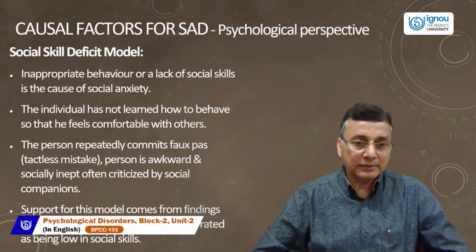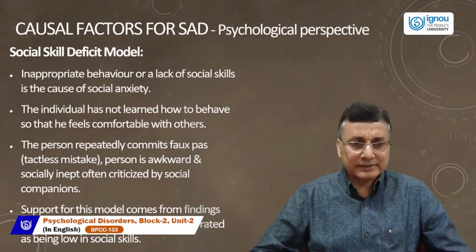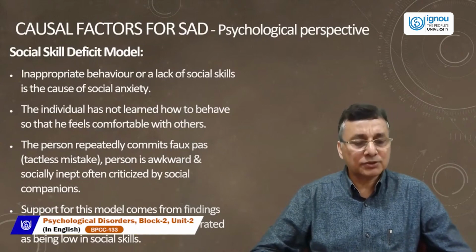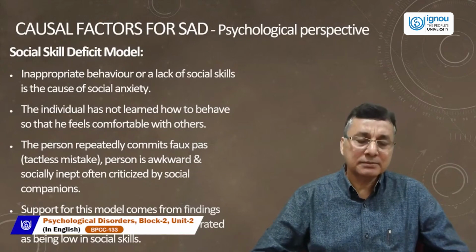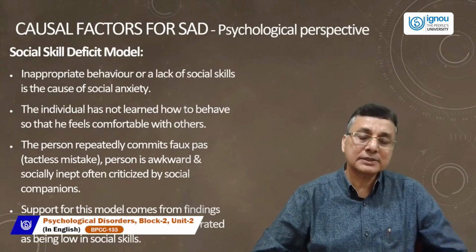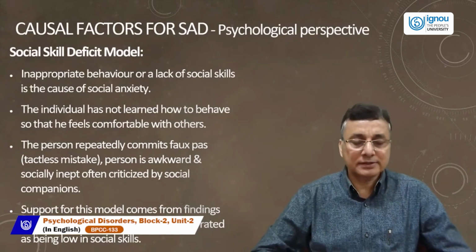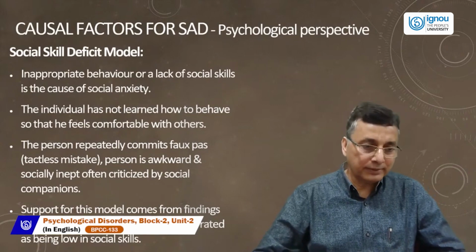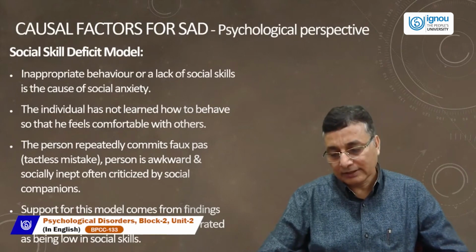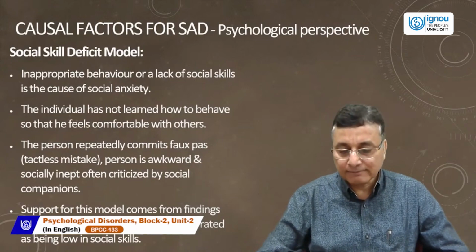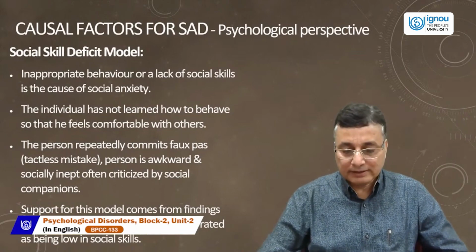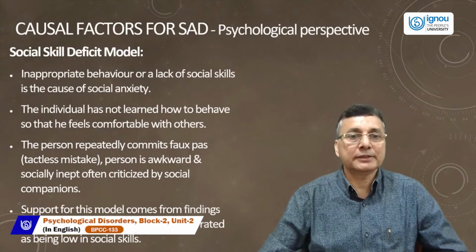The person repeatedly commits silly mistakes. The person is awkward and socially inept, often criticized by social companions. Sometimes the person develops social phobia due to criticism by co-workers, friends, and family members. Support for this model comes from findings that socially anxious people are indeed rated as being low in social skills. In certain research findings, it has been seen that they lack social skills, they get feedback about their lack of social skills, and they develop social phobia.